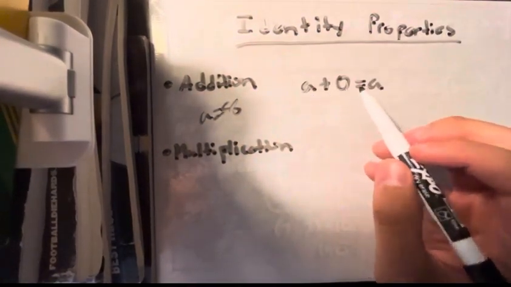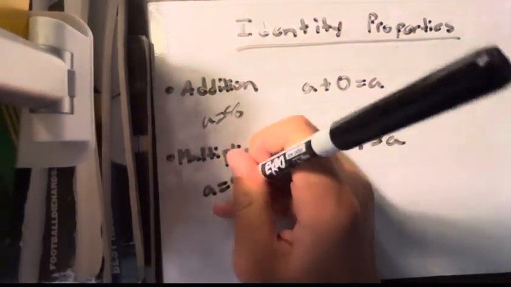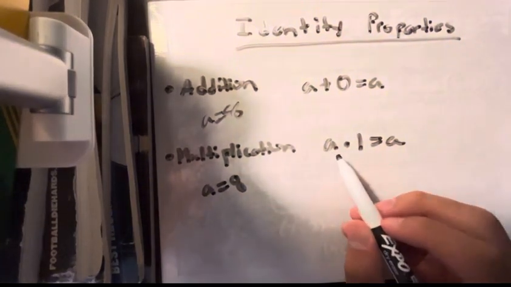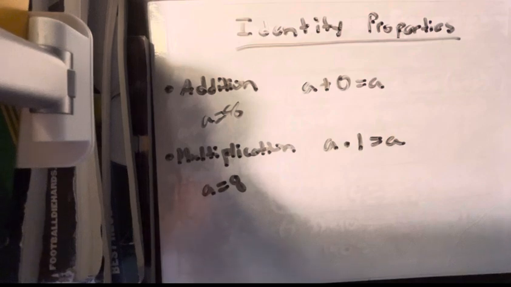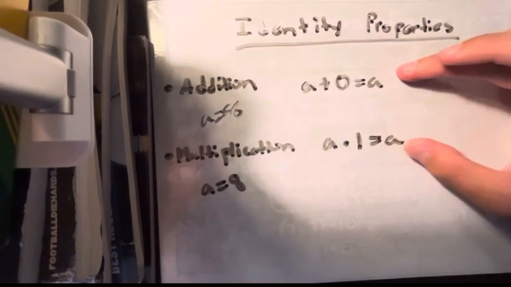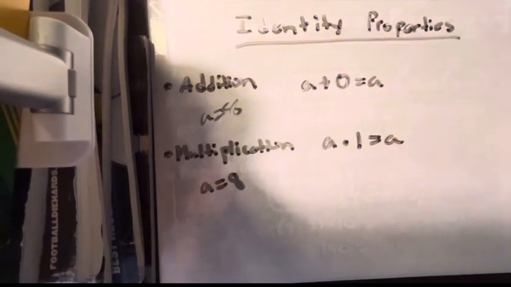So A equals 8. You have 8 plus 0. That's going to equal 8. For the multiplication, extremely similar, except it's multiplied by 1. So once again, using the example A equals 8, if you plug in 8 to A, it's going to be 8 times 1 equals 8. Every single time this is going to work. As long as the number is a real number, both of these are going to work every single time.